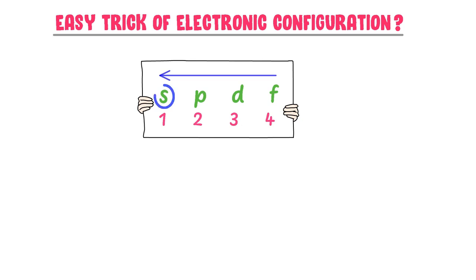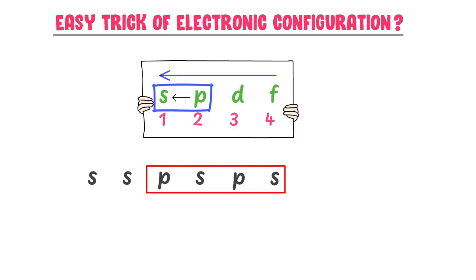So I take S and write it 2 times, S and S. Secondly, I go from P to S. I take PS and write them 2 times, PS and PS.